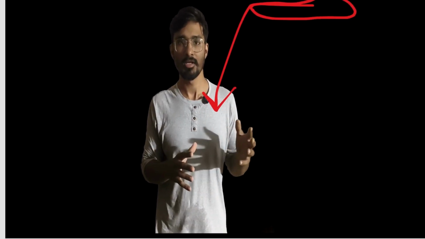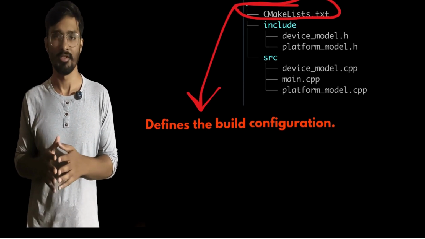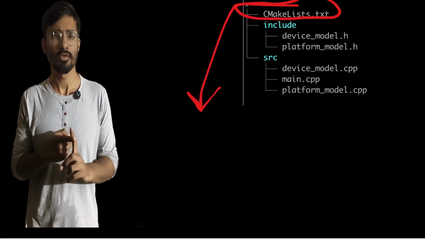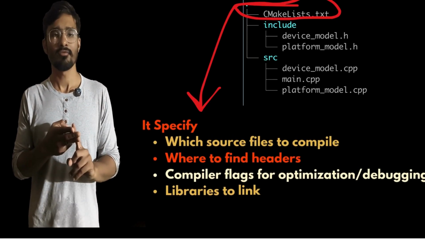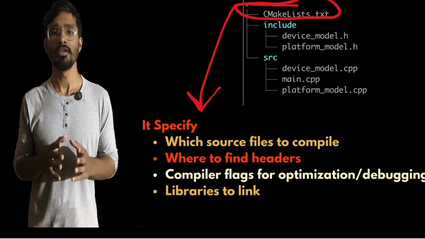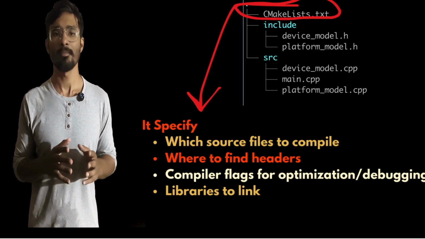We should be aware of CMakeLists. This file is the brain of our build system. It instructs the compiler on how to compile the project. It specifies which source files to compile, where to find headers, compiler flags for optimization and debugging, and libraries. Think of it as a blueprint for building a complete C++ and OpenCL application.